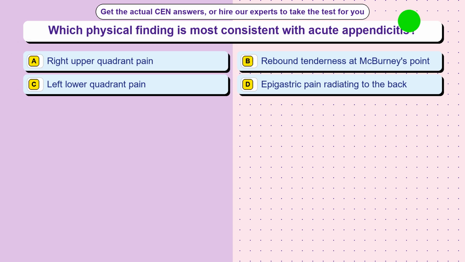Question 19. Which physical finding is most consistent with acute appendicitis? Option A, right upper quadrant pain, Option B, rebound tenderness at McBurney's point, Option C, left lower quadrant pain, Option D, epigastric pain radiating to the back.